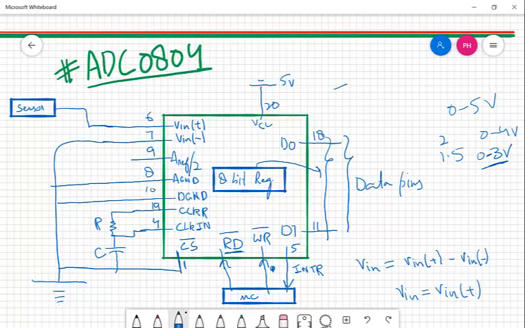Conversion time will be equal to 1.1 RC. Typical values of R are approximately 10 kilo ohms, and typical values of the capacitor are approximately 150 picofarad. Usually we take these two values, 10 kilo ohms and 150 picofarads. That gives us a conversion time of T equal to 110 microseconds.